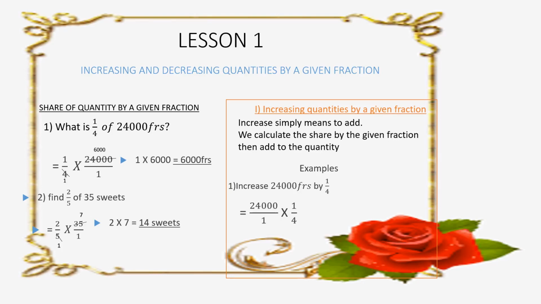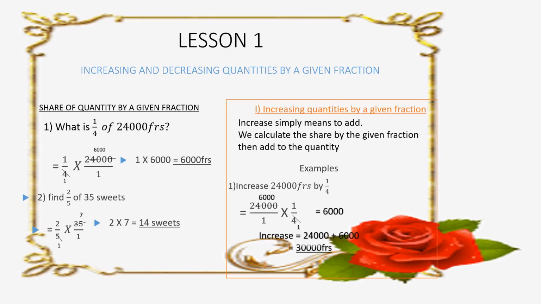In mathematics, by also means multiplication. So that is another sign of multiplication in mathematics, by. So we change by to multiplication. We are still going to do the mathematics there, which is cancelling. We cancel 4 with 24, 6 times, or 6,000, so we have 6,000 francs.